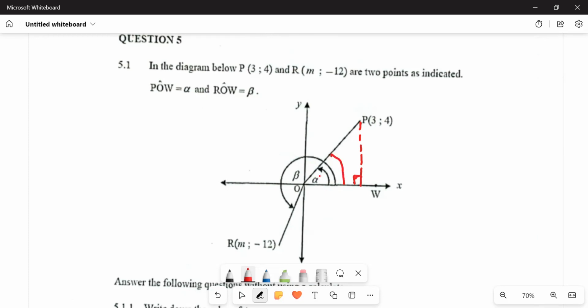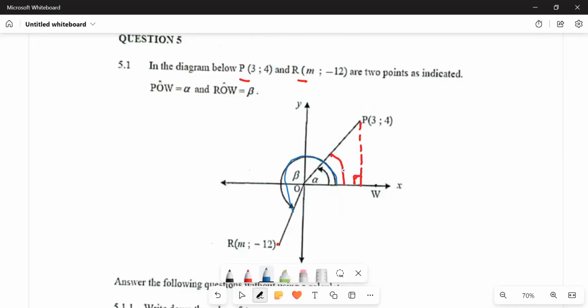If it's complicated for you, this is what I propose. If you check here, you are given point P, and you're also given point R. Point P is in the first quadrant. Point R is a point in the third quadrant. But now, what did they say? They said starting from here to here, this is beta.